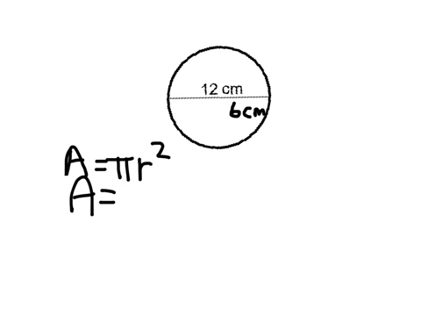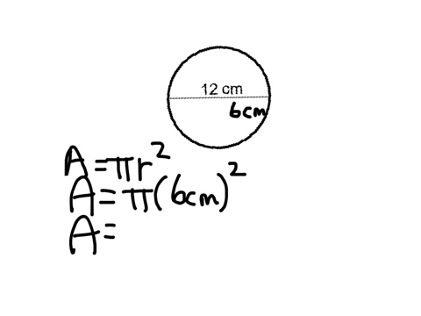All right, so area is equal to pi, and then we have 6 centimeters squared. So that's going to equal 36 pi centimeters squared. Now go ahead and multiply 36 times pi, 3.14, and round your answer off to the nearest tenth.